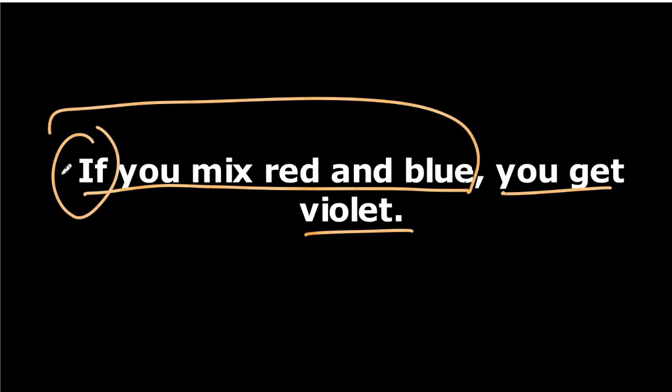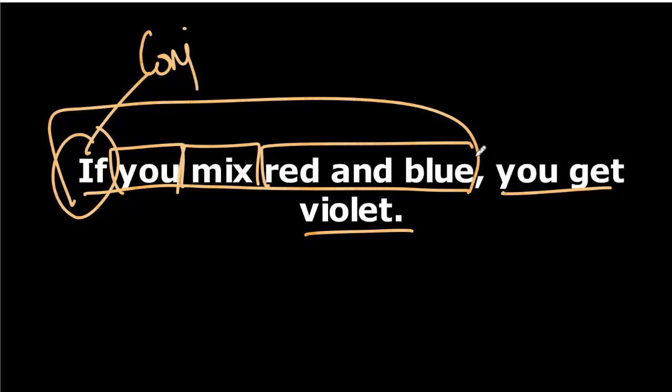Example number one. If you mix red and blue, you get violet. So if you do this under this condition, this always happens. If you mix red and blue color, you get violet color. This is the condition, starting with the conjunction if. It has the subject you, the verb mix, and the object, which is red and blue. If you mix red and blue, this happens: you get violet. And this is always true. This is true for everybody.